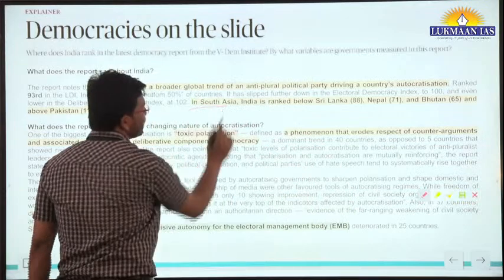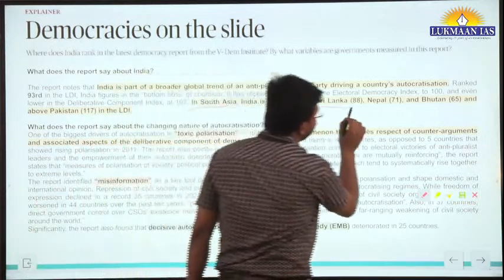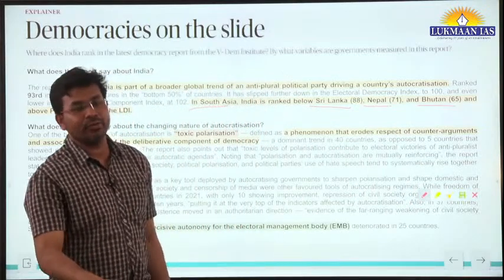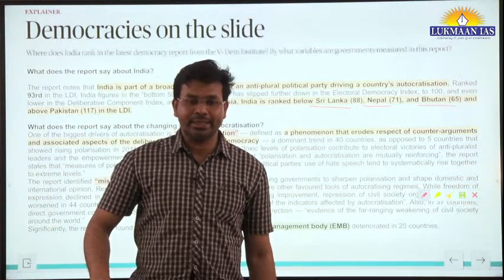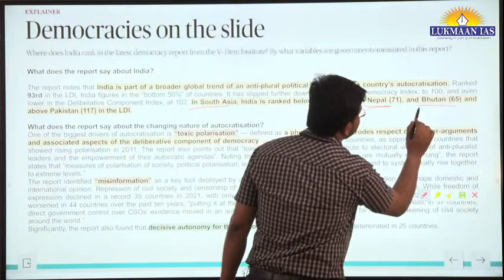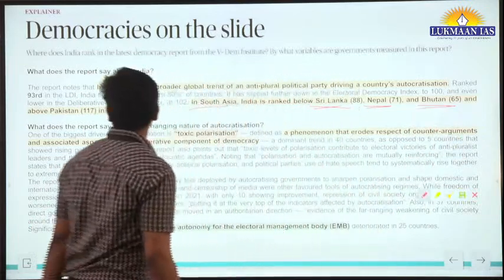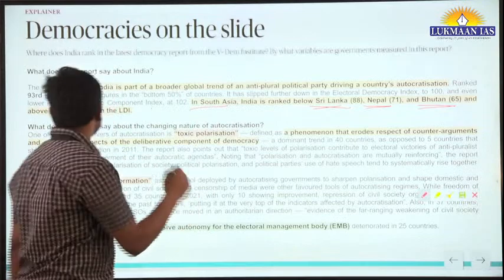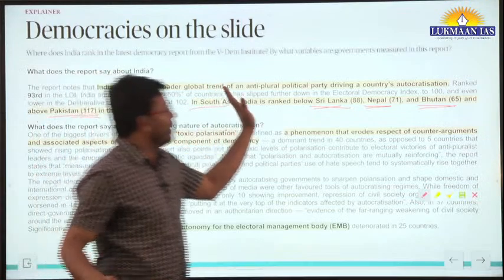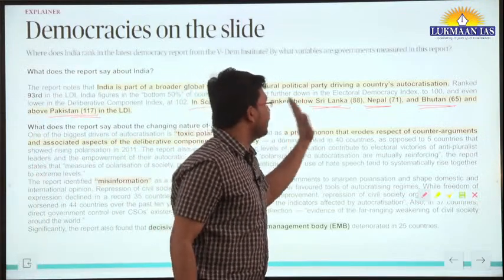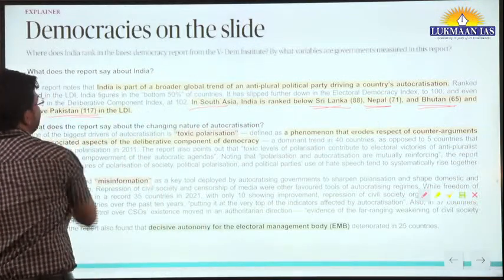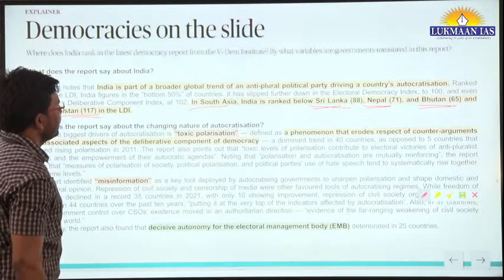If we talk about South Asia, India is ranked below Sri Lanka, Nepal and Bhutan. So what is the rank of India? 93rd, I guess. Sri Lanka is 88, Nepal 71, Bhutan 65. India has ranked above Pakistan, which is 117, but India's rank is not good if you compare it with Sri Lanka, Nepal and Bhutan. Those countries have a better performance. 93rd is the rank of India.